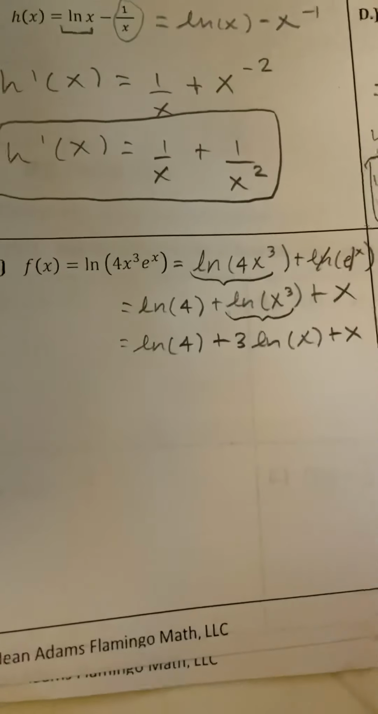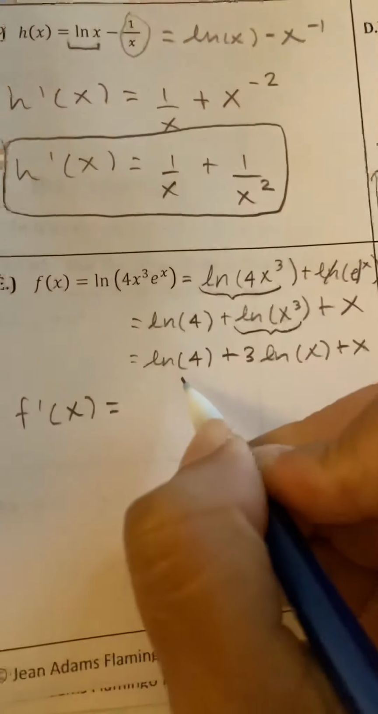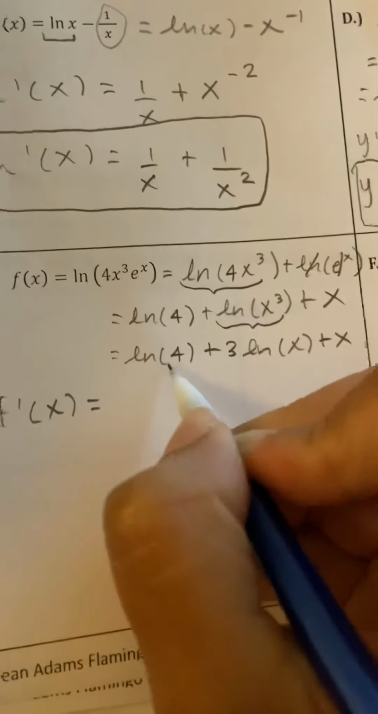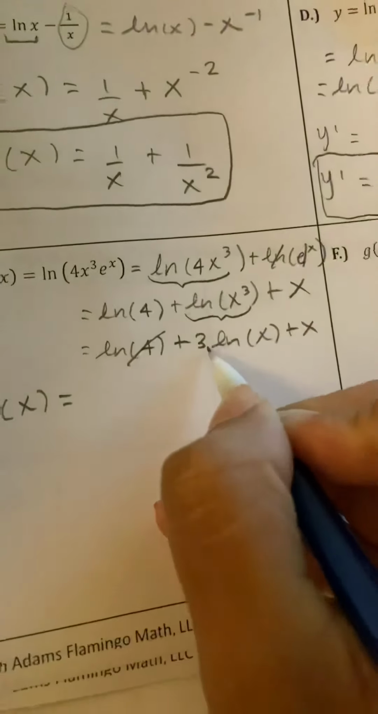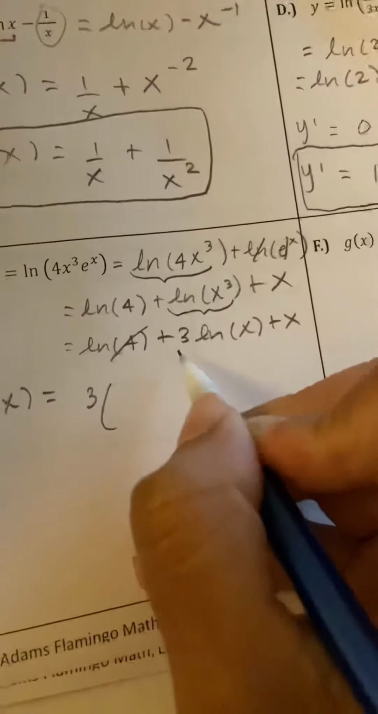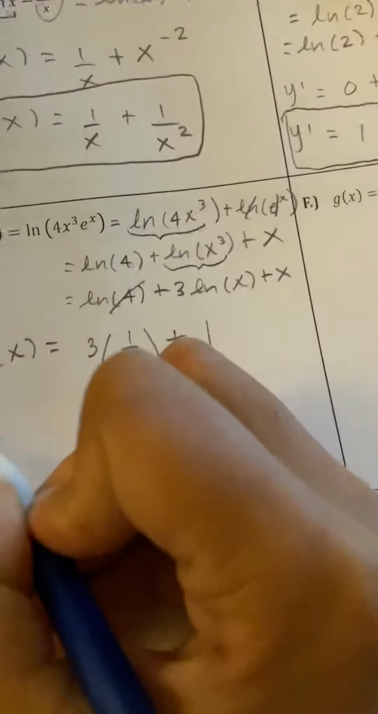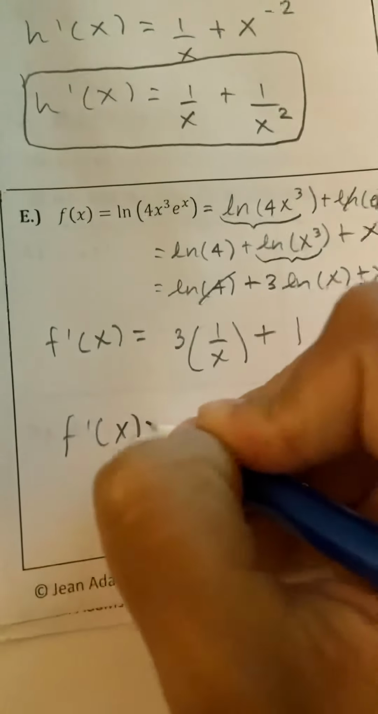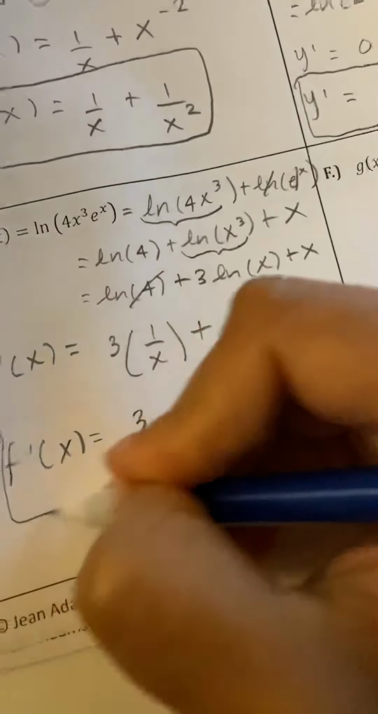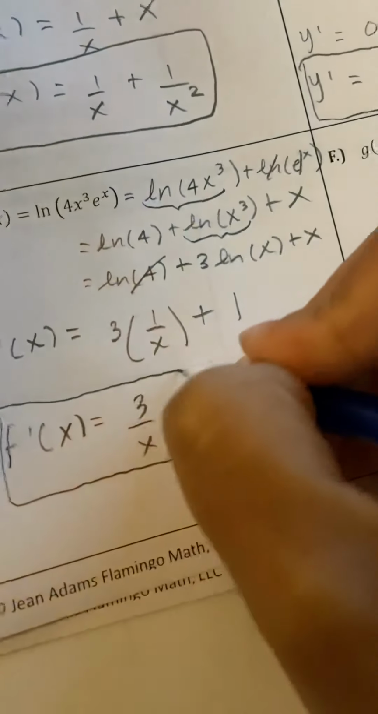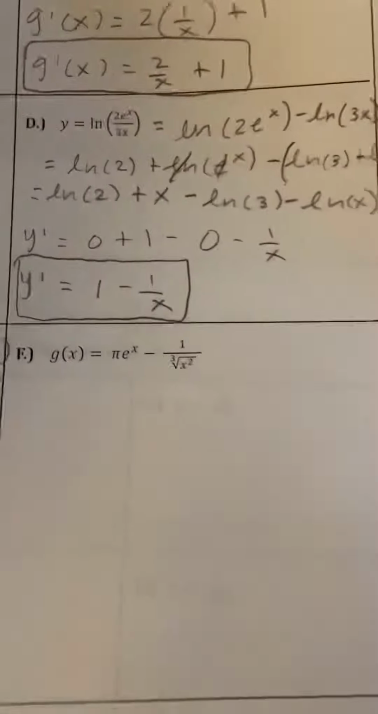Now I can take the derivative. So I would have f prime of x is equal to, well, derivative of a constant is 0, so that goes away. 3 ln x, well, 3, leave it alone, it's just a constant. Derivative of ln x is 1 over x plus derivative of x is 1. So I would have f prime of x is equal to 3 over x plus 1. Oh my gosh, it really is hard to record and write with one hand. Okay, last one.